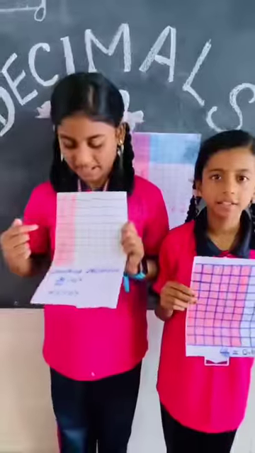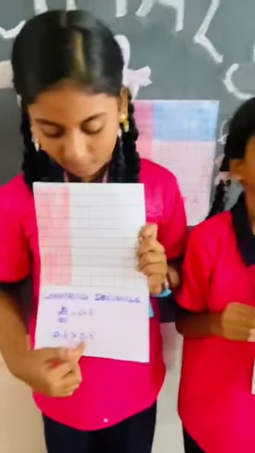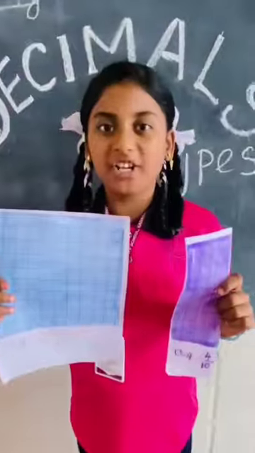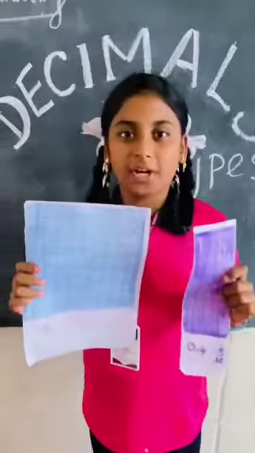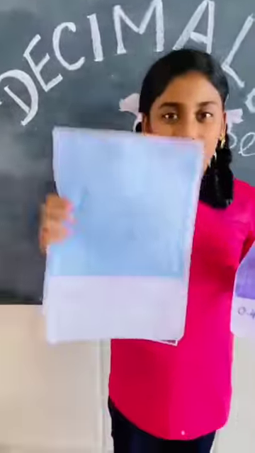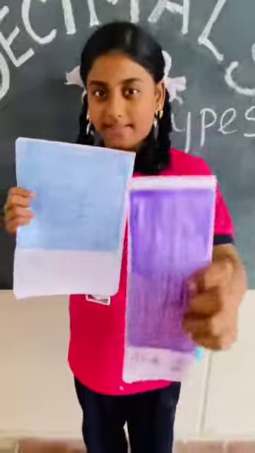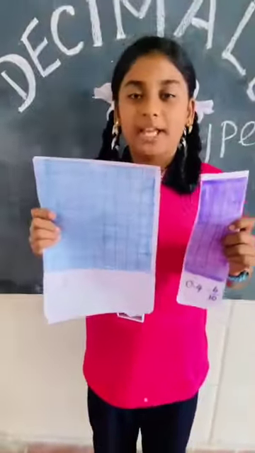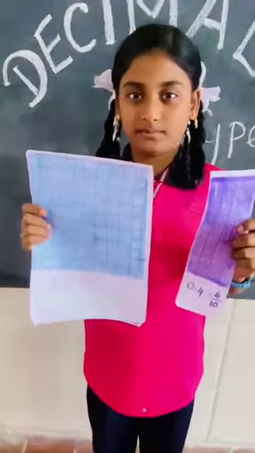Comparing decimals. This represents 0.3. This represents 0.6. 0.6 is greater than 0.3. Addition of decimals. Add 1 plus 0.4. 1 represents this. 0.4 represents this. 1 plus 0.4 is equal to 1.4.